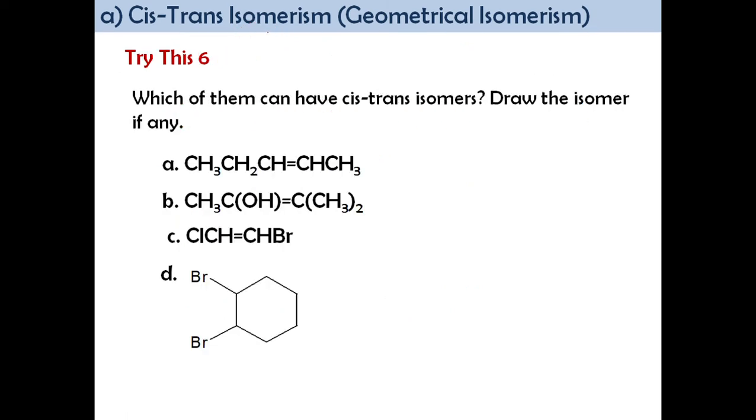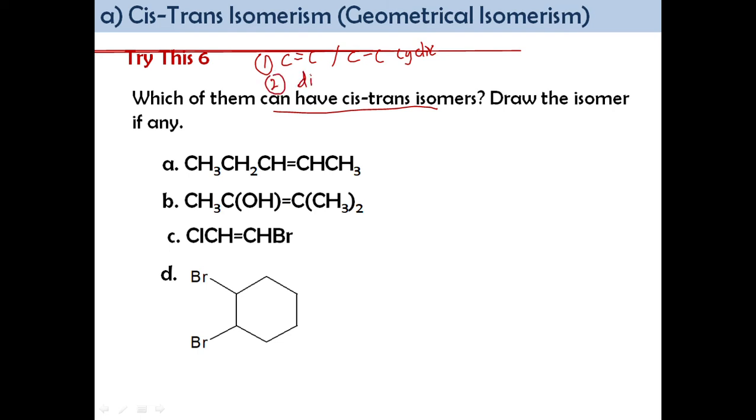Okay, yang seterusnya untuk try this 6. Which of them can have a cis-trans isomer? So, ini bermaksud saya nak awak check requirement tadi. Okay, yang pertama, dia ada C double bond C atau C single bond C dalam cyclic. So, kalau ikutkan, ini ada C double bond C, ni pun ada, ini cyclic. Jadi, syarat yang pertama semua memenuhi lah. Tapi, syarat yang kedua, tengok ada 2 different group tak? Okay, so kalau ada, baru boleh buat. Kalau can have cis-trans isomer, I want you to draw. Okay, so please siapkan try this 6 and upload your answer.